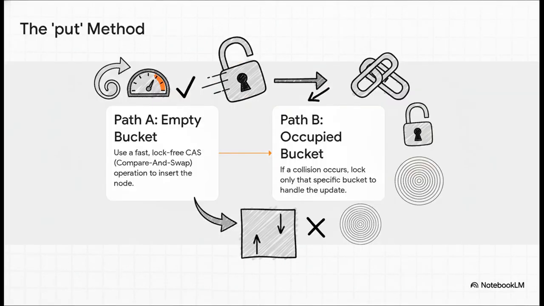Now, the put method is where things get really clever. The map is smart. It actually chooses between two different paths. If the bucket it needs to write to is empty, it zips down a super fast, lock-free path. If the bucket is already occupied, it falls back to a very quick, very targeted lock.